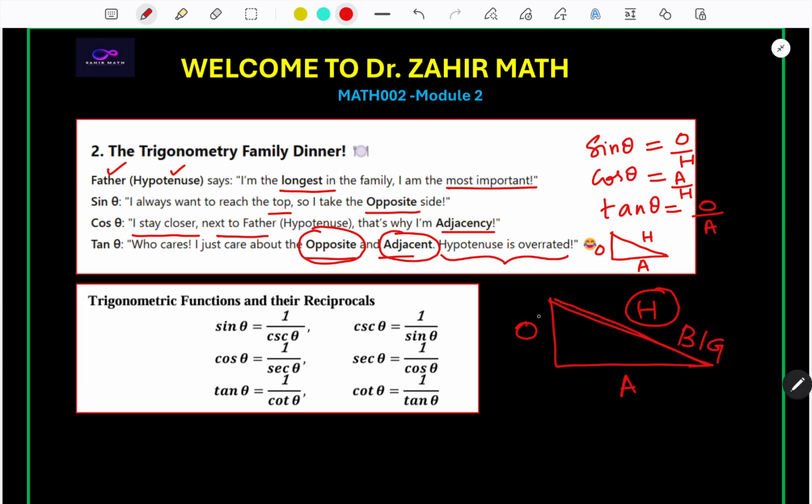The first son says I just take the top one, which is the opposite side, it goes to the top, right? And the middle one says I'll take the adjacent because I'm just near to the father. The last, youngest brother says, I just care about only my opposite and adjacent, right? These are the two cases, but I don't care about the hypotenuse. So these are some things you can remember. In this way, I give you some examples.